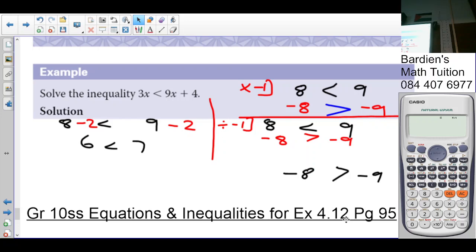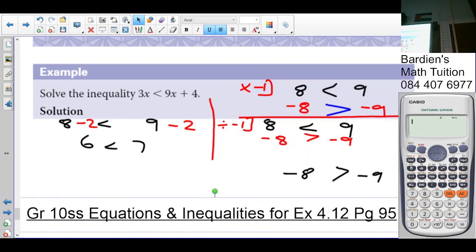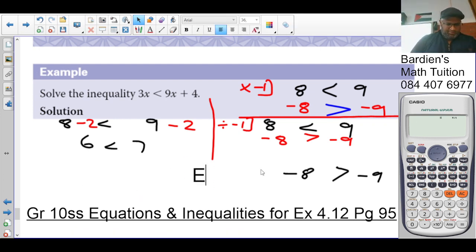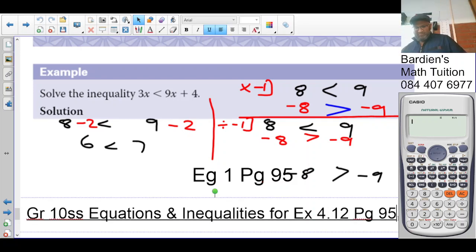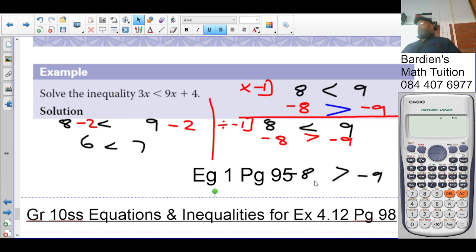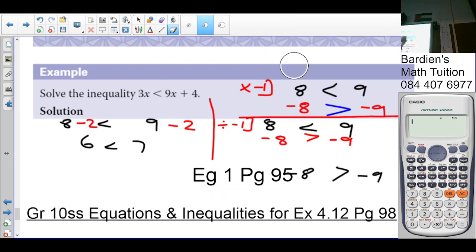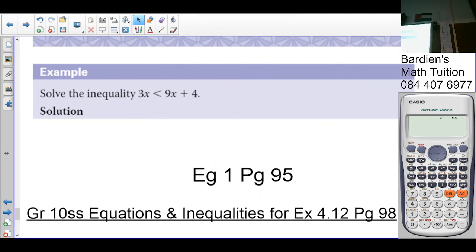Right. So now we're looking at example 1, and example 1 is on page 95. I'm still going to do the example. Right, so let's look at this quickly. Guys, as I just mentioned graphs, you went off on some discussion there.